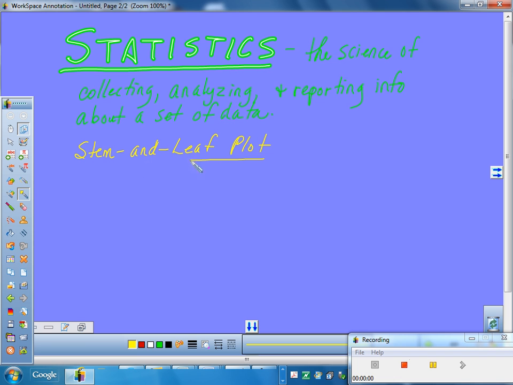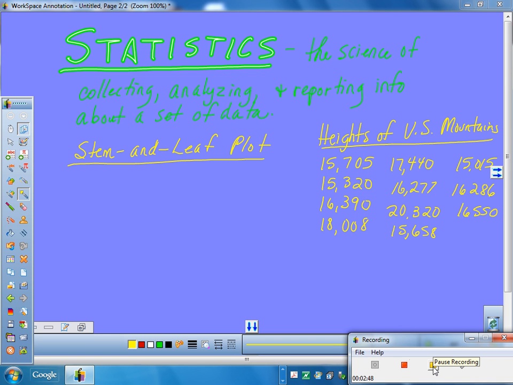Stem and leaf plots are really, really useful and helpful. We like stem and leaf plots. Yay! I'm about to show you why, and I'm going to pause the recording a second to write all this data out, and then we'll move on. Okay, so you've got the heights of these mountains. I want to turn it into a stem and leaf plot.